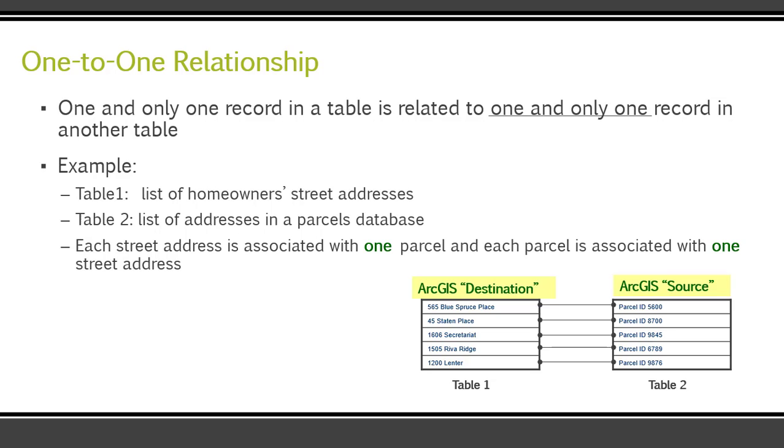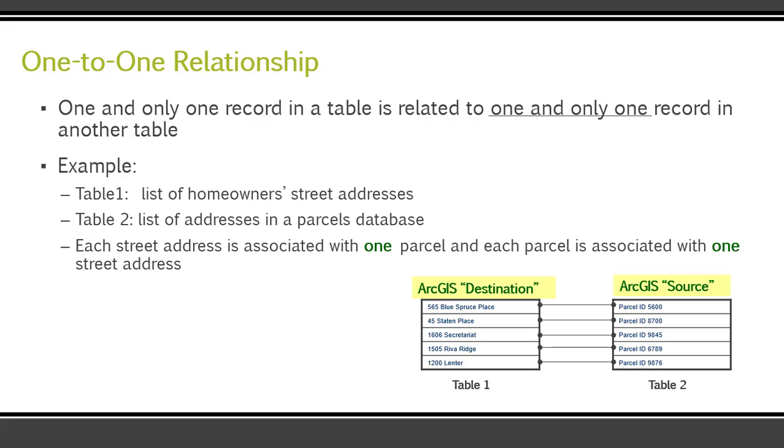So if we're looking at it in the address database, we know that we would be connected to only one parcel ID number. And if we were looking at the parcel database, we know that that parcel is associated with one and only one address in the address database. So you can see down there that we have table 1 and table 2.